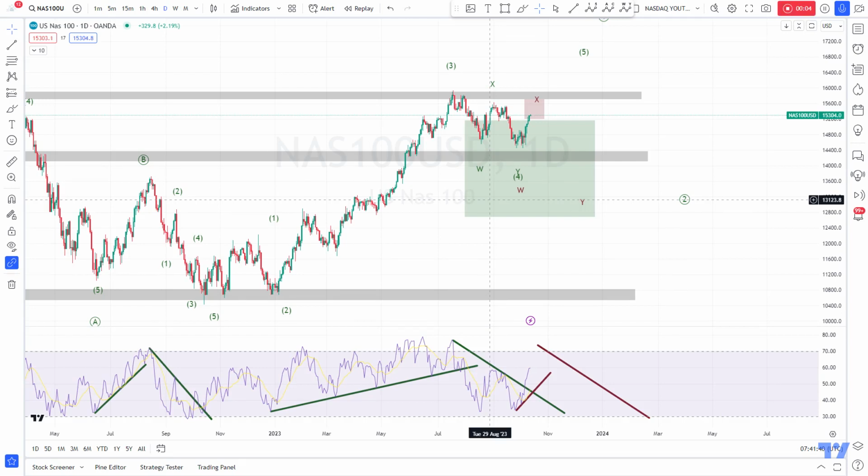Today is Thursday, October 12th. Time is around 7:40 GMT, and we will have a look at the NASDAQ futures on the Oanda platform. So we are looking at two scenarios in the NASDAQ.